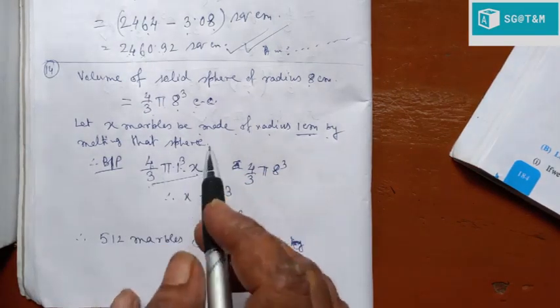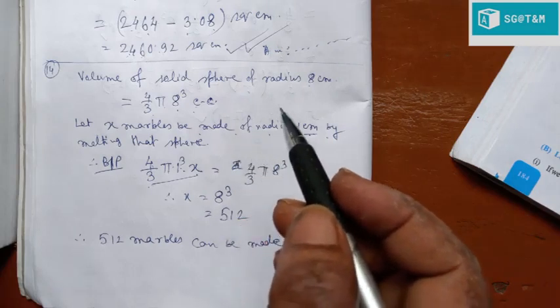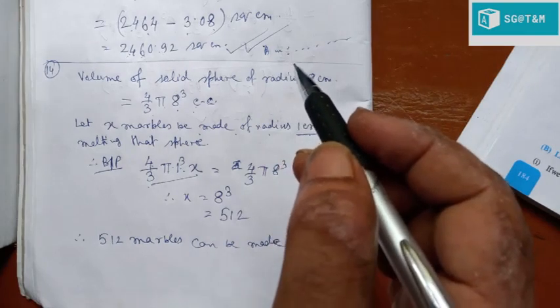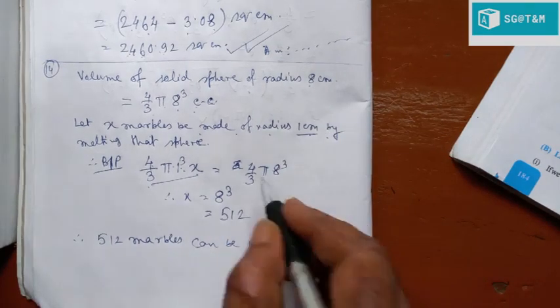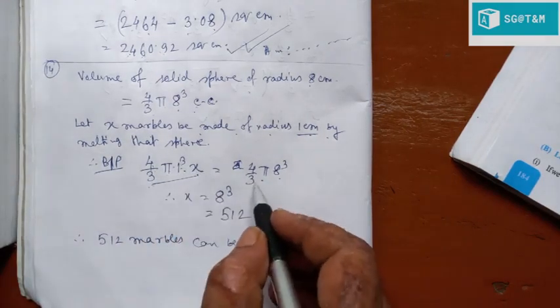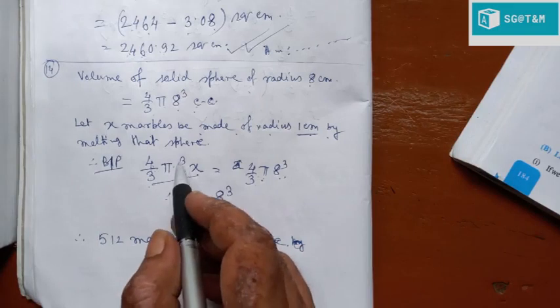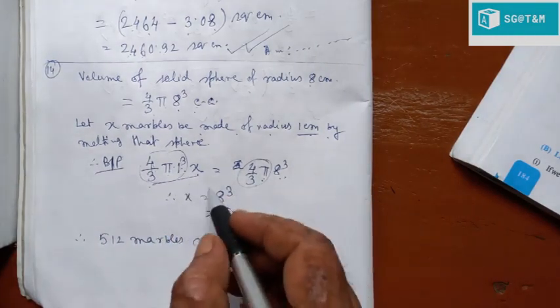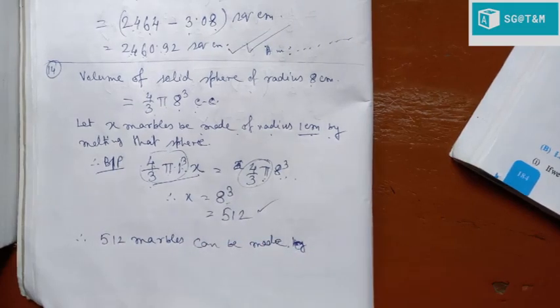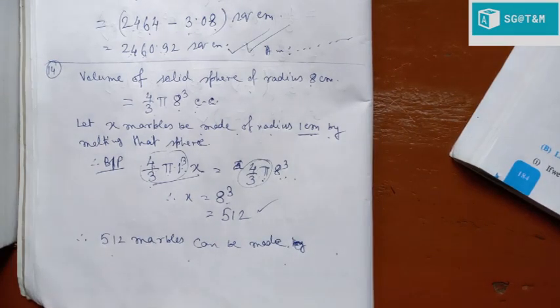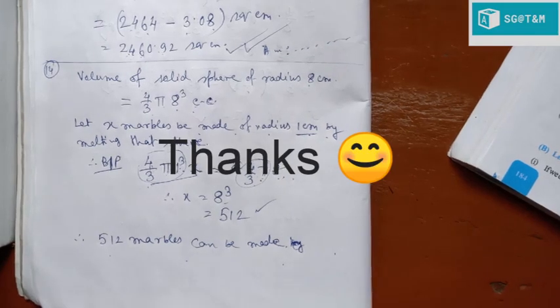By the problem, the volume of x marbles is equal to the volume of the large sphere, 4/3 pi r cube. So 4/3 pi 1 cube into x equals 4/3 pi 8 cube. Obviously 4/3 pi cancels out. 1 cube means 1, so x is equal to 8 cube. 8 cube means 512. So 512 marbles can be made by melting the large sphere. That's enough. Very easy question, this one. Okay.